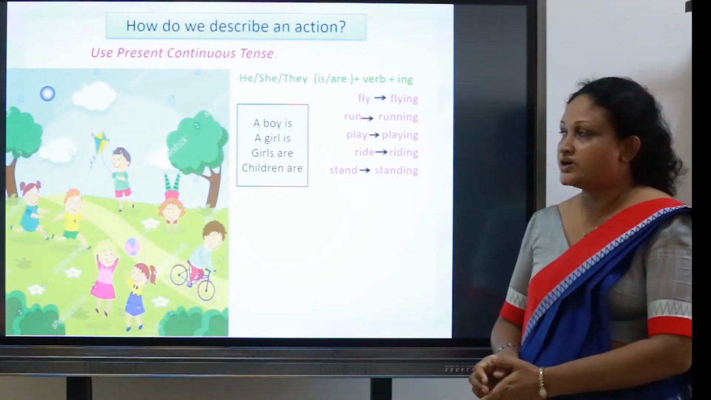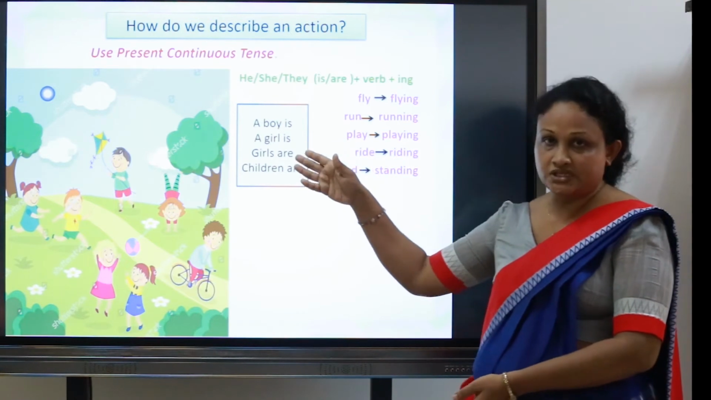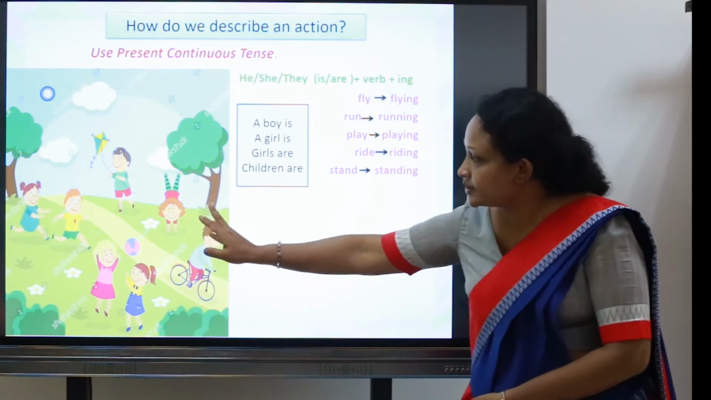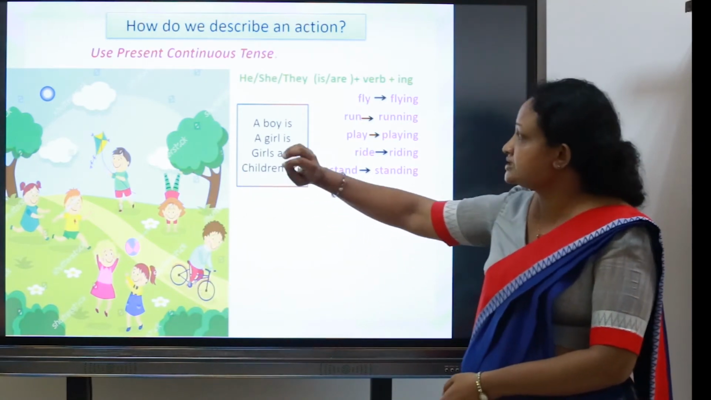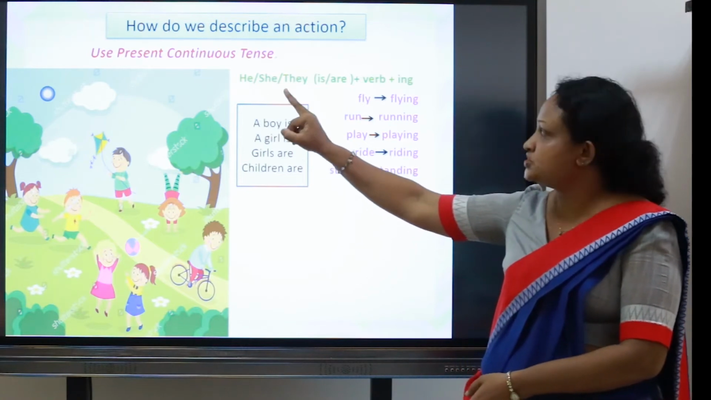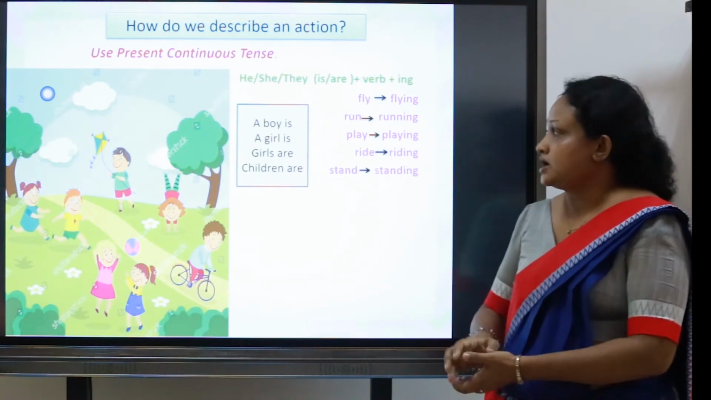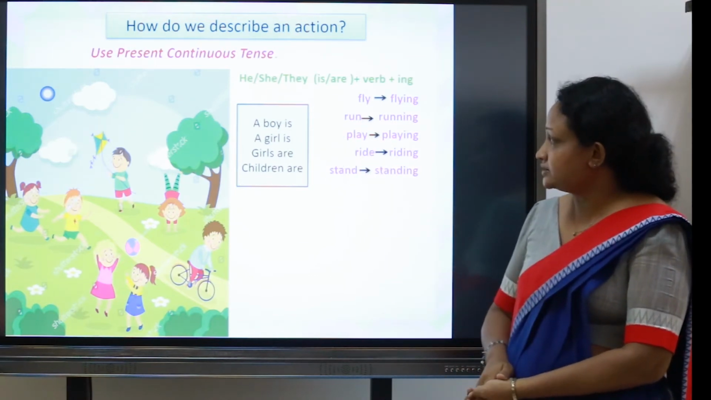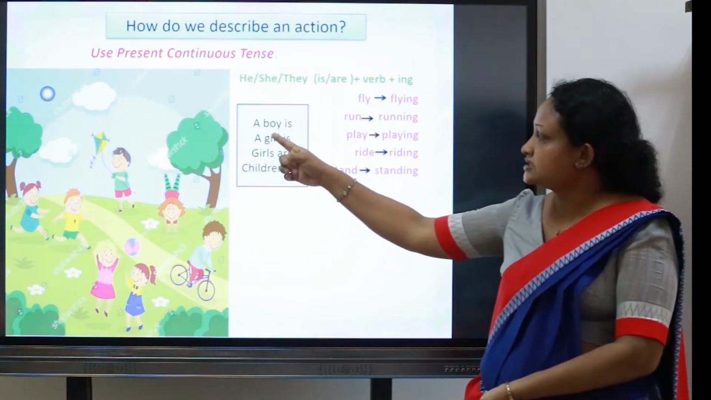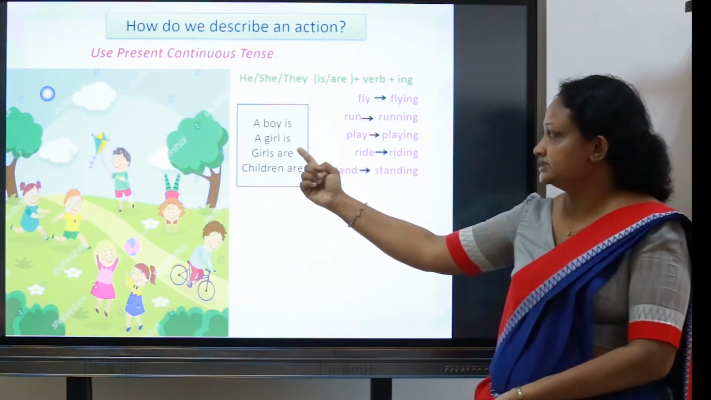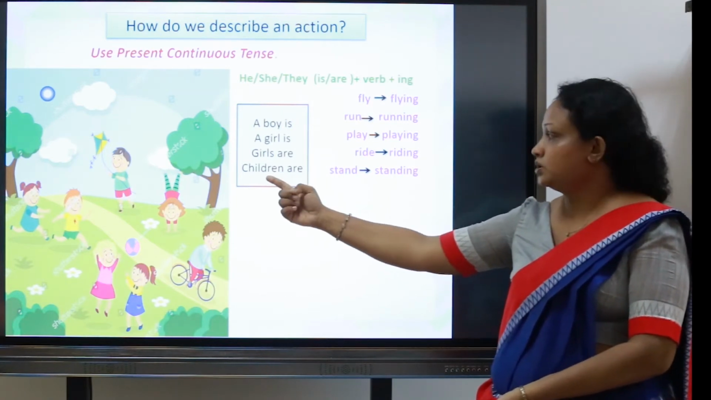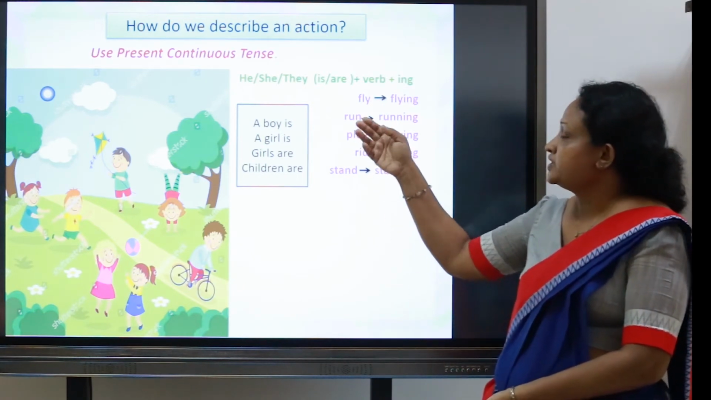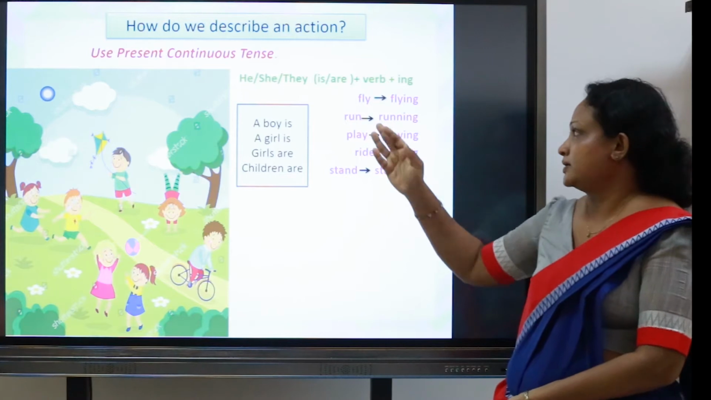Write a sentence where we have a subject. Subject means the person who is doing this action. Here in this picture there are many children, so we can use he or she or they. I hope you know the meaning of these pronouns. And with that, you can use a boy or a girl, maybe girls or children also. And then as the verb, we have to use is or are.